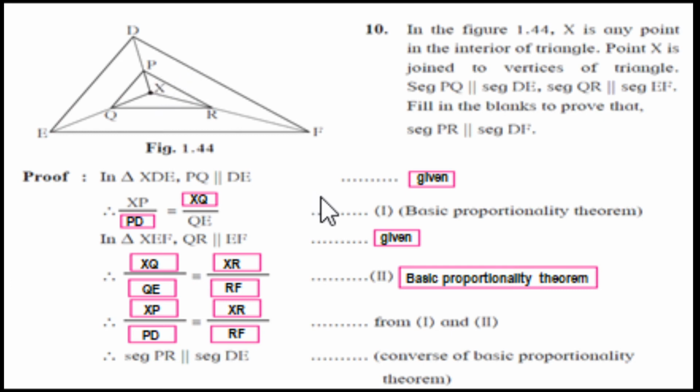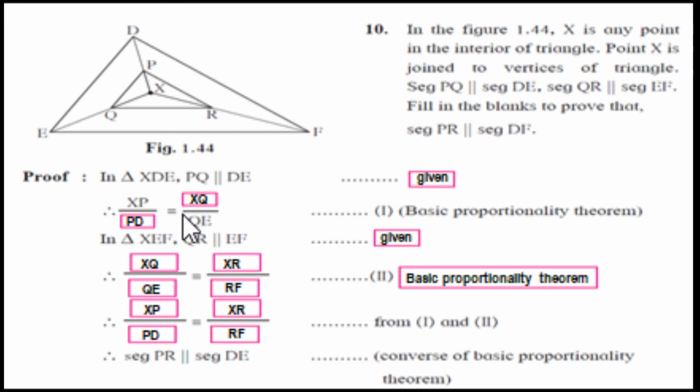Now they have given the proof. We have to fill in the blanks. Now in triangle XDE, PQ parallel to DE is given. Therefore, by the basic proportionality theorem, XP upon PD is equal to XQ upon QE. That is point number 1.